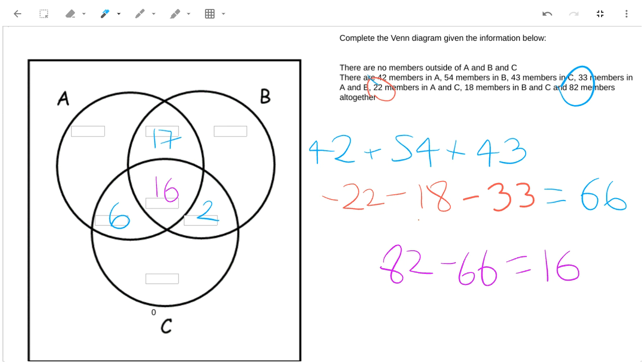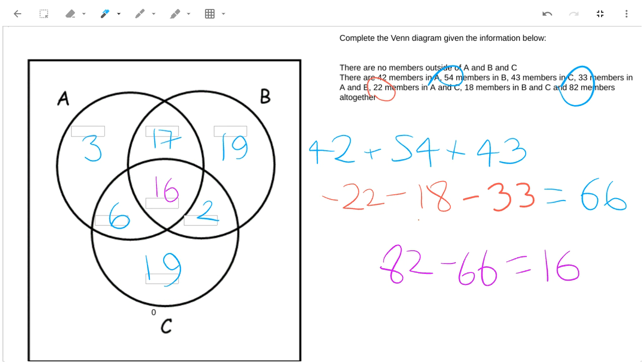Still going. There are 42 members in A. I currently have 6 plus 16 plus 17 because I'm counting all of these. That makes 33, 39. So I want 3 in there. There are 54 members in B. I've currently counted 33 plus 2, that's 35. So I need another 19 to make up the numbers. And there are 43 members in C. I've currently got 8 plus 16, which is 24. I need to make that up to 43, which is another 19.